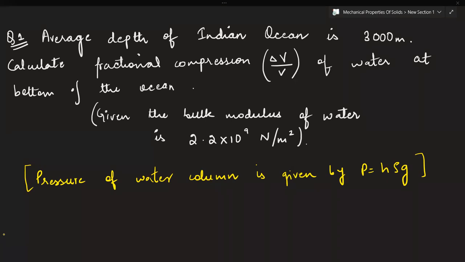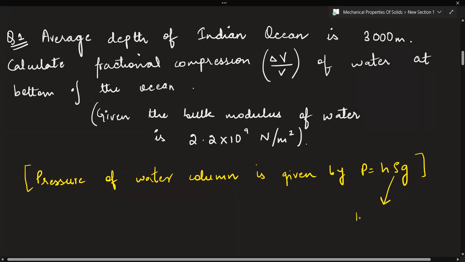Do you know the density of water? Yes or no? Or shall I tell you? No, ma'am. Okay, for calculation of the pressure, you will be needing these three things. Height is already given in the question: the average depth of the Indian Ocean is 3000 meters. For density, the density of water is 1000 kg per meter cube in SI unit.